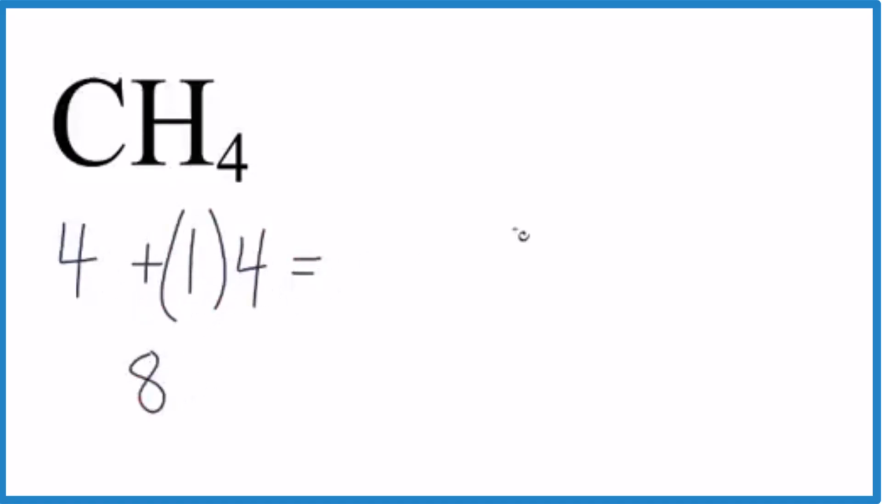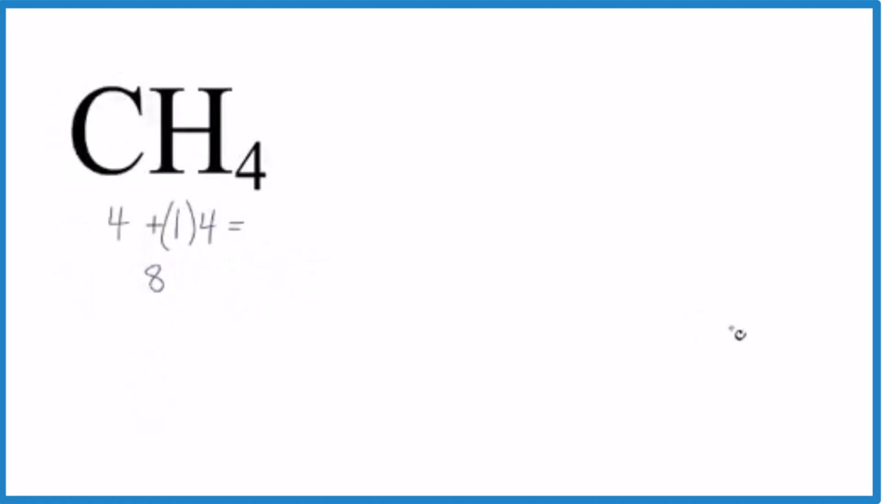For the CH4 Lewis structure, let's find the number of valence electrons. Carbon is in group 14, sometimes called 4A. It has 4 valence electrons. Hydrogen has 1 valence electron, but we have these 4 hydrogens, so let's multiply this by 4. If we add that up, 4 plus 4 equals 8. So we have 8 valence electrons for the CH4 Lewis structure.